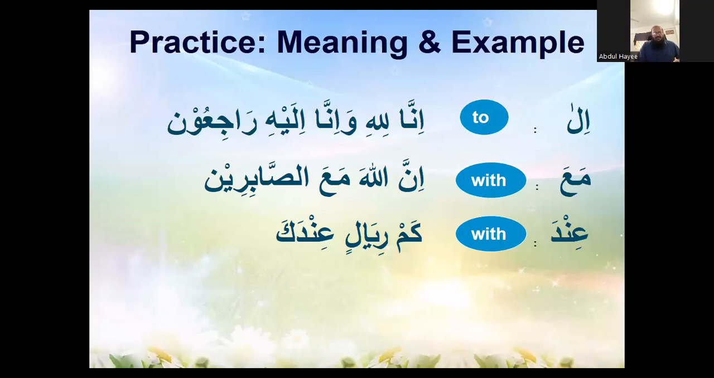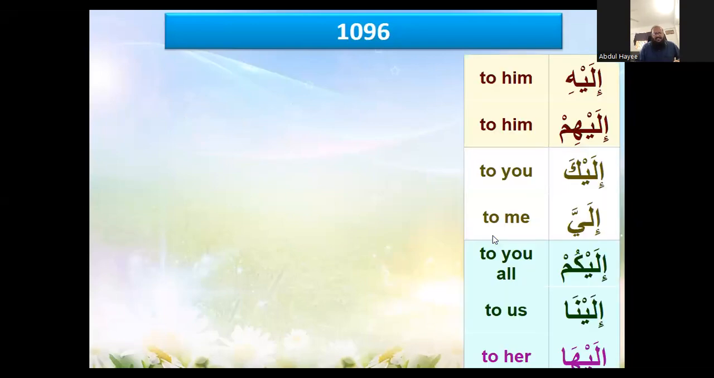Ila means to, we remember it from inna lillahi wa inna ilayhi raji'un. This ilayhi comes from ila. It means to. Ma means with, as in inna Allaha ma'as sabirin. Inda means with, as in rizqan indaka. We have already said, let's see their tables. Ilayhi. Who would like to repeat this table? Yes, brother Ismail, come up.